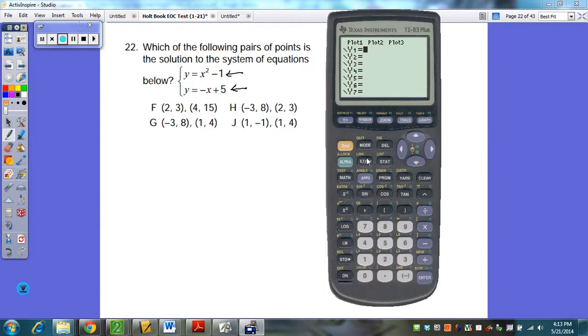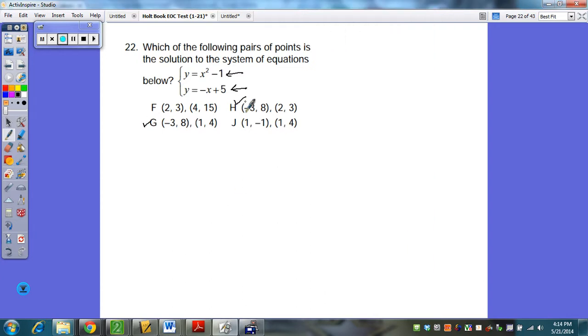We have x squared minus 1, and we have negative x plus 5. Let's graph these. So we have a parabola and a line. Okay? So now look at my answers here. It looks like we have negative 1, negative 2, negative 3, and then we go up 1, 2, 3, 4, 5, 6, 7, 8. Okay? Negative 3, 8. All right, so I'm feeling pretty good about this one.